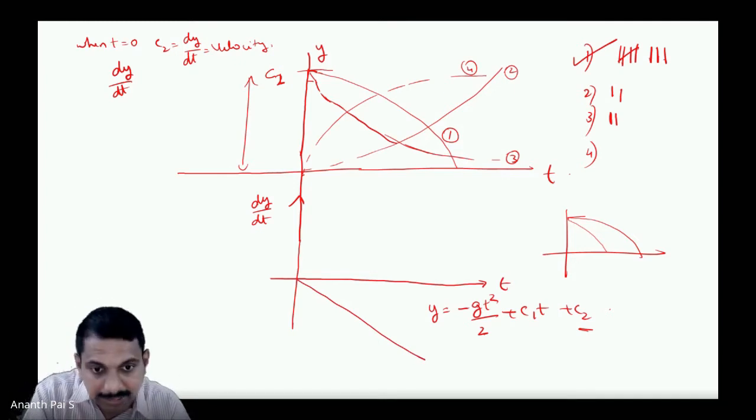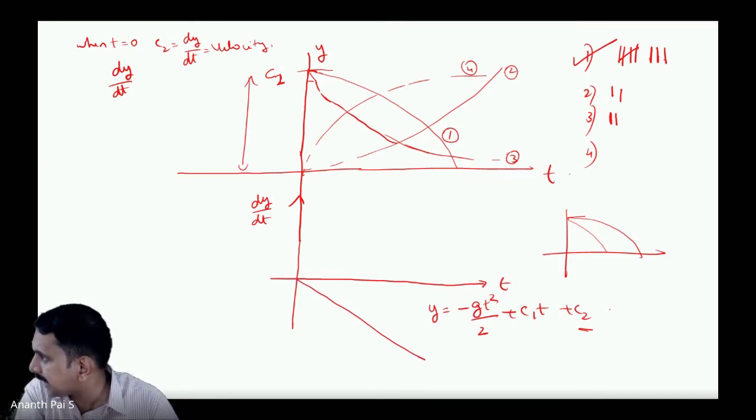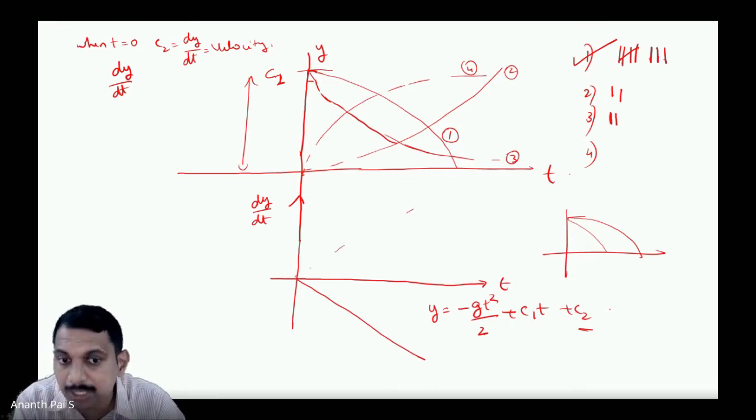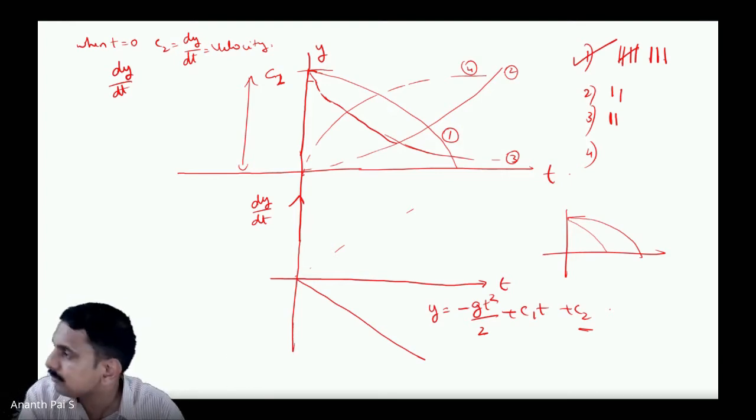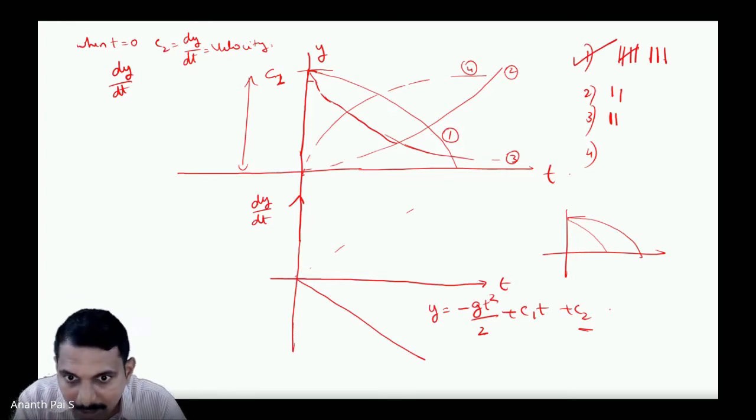because it is minus g. It's a negative curve. Slope should be negative. This is the wrong answer if I put it like this. It should be in the negative. This is dy by dt. Okay, this is dy by dt.